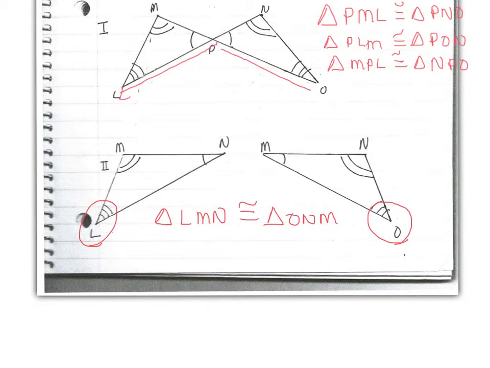Gilberto, what's another way that I could name these congruent triangles? NML and MNO. NML is congruent to, say it again, MNO. MNO? Yes. Okay.